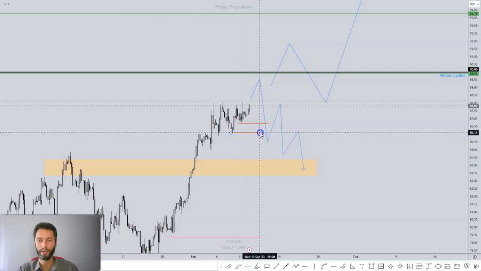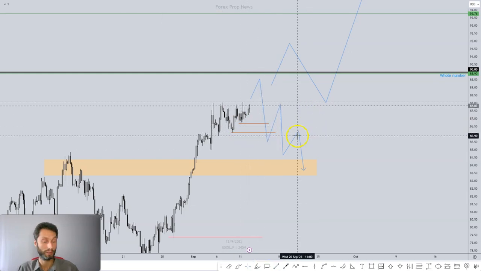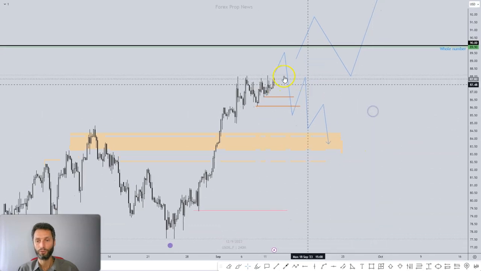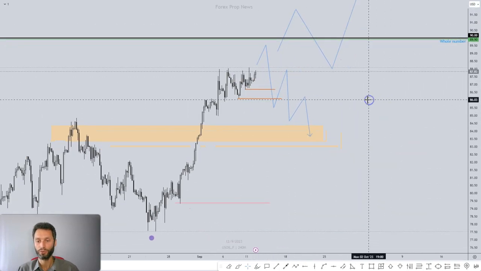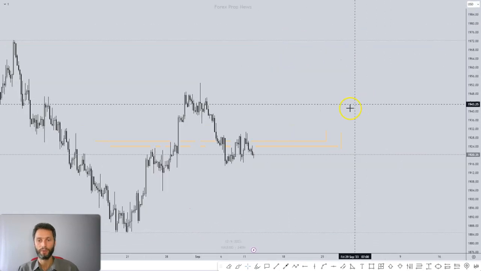We have a breakdown, but that's really too early to tell at the moment. So that is oil. Let's see how it plays out. Too soon in my eyes for now.